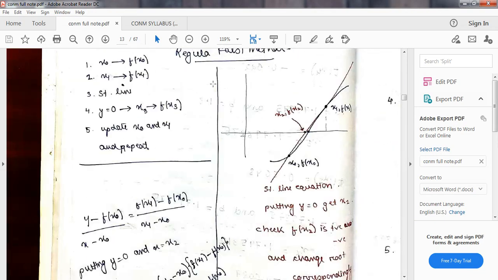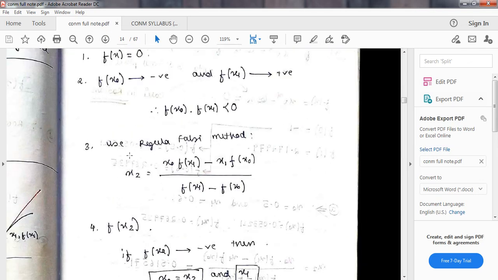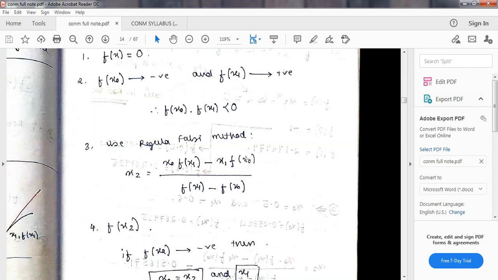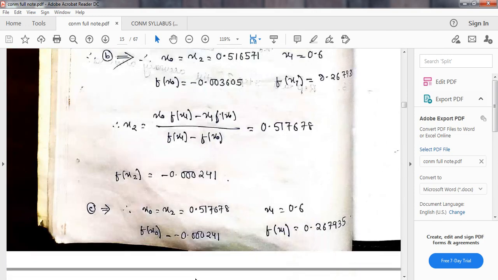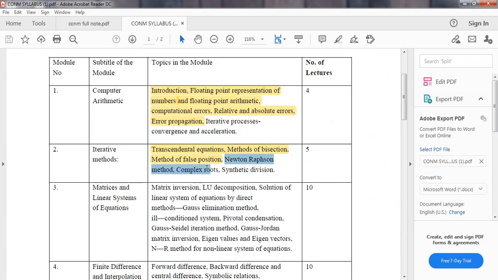In the regula falsi method, as I have told you, this is the equation of the straight line. In the equation of the straight line, we put y equals 0, and ultimately we have this equation. This is the equation to calculate my next approximation. So you just put in the values. x0 is the first value, x1 is the second value, and we can easily calculate this. Now there is another method which we are going to discuss today, and that is our Newton-Raphson method.